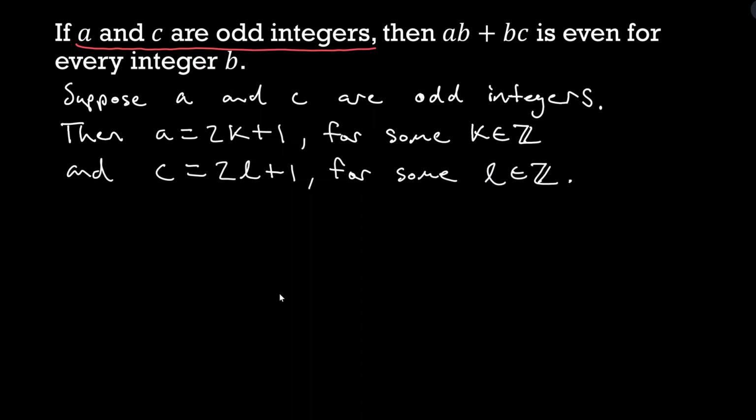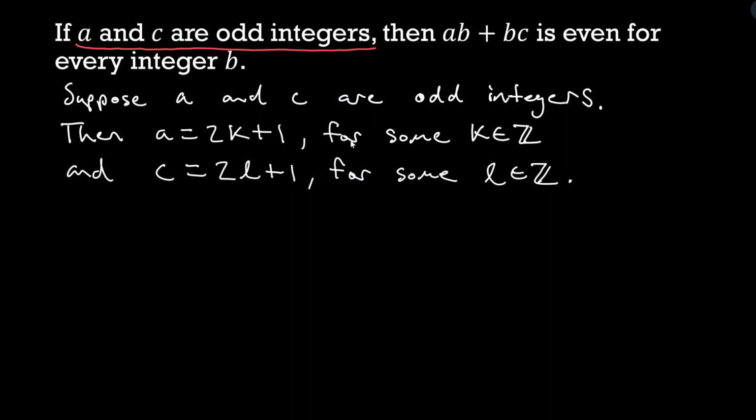Awesome. All right, I think this is what we have from unpacking that if statement, from assuming it's true. Let's think about what we want to show. We want to show something about a times b plus b times c for every integer b. Okay, let's think about what that means. So we want to show a times b plus b times c equals 2 times an integer. All right, let's write that down here.